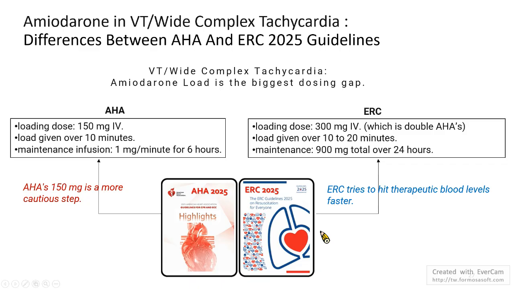And then here is the difference summary for amiodarone in ventricular tachycardia or wide complex tachycardia. The AHA recommends a more cautious step with a lower starting dose of amiodarone in this situation, whereas the ERC guideline tries to hit therapeutic blood levels faster with a double dose of the AHA, up to 300 milligrams of amiodarone as the first trial.